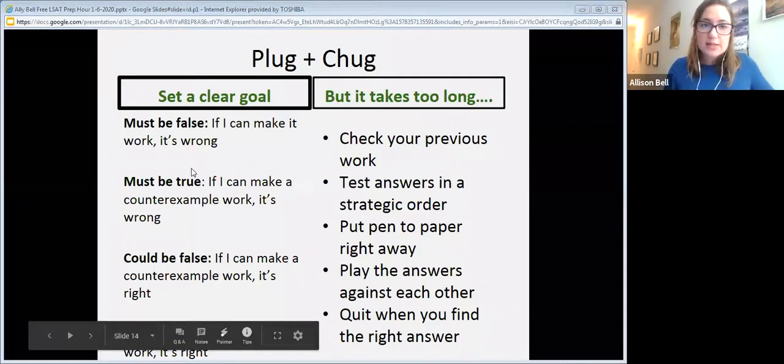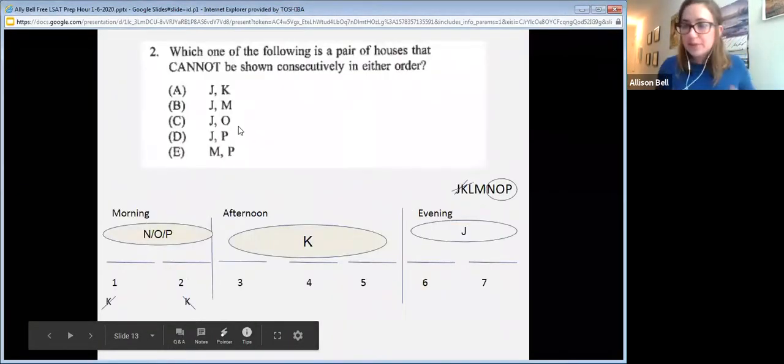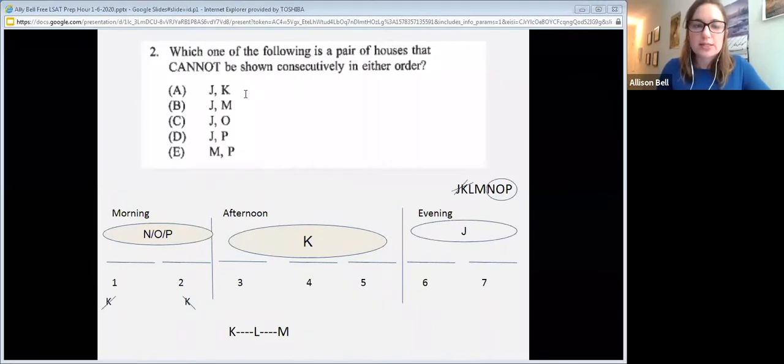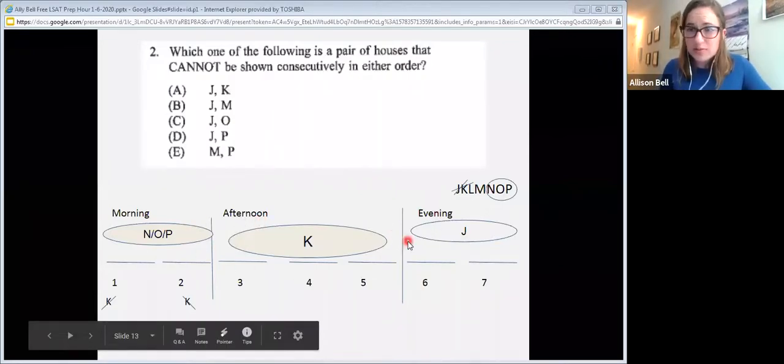So let's go back and see what this question would look like if I do it through the plug and chug. So I've got a must be false question, which means that I'm going to try to create a scenario where the answer choice could be true in order to disprove it. And I'm not going to create that scenario directly on my original diagram. This diagram is precious. I don't want to mess it up with some hypothetical stuff that's only true for this particular question or maybe isn't true at all.